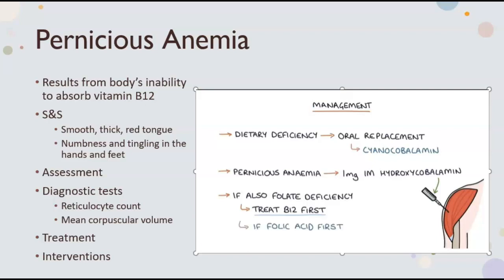Treating patients with folic acid when they have a B12 deficiency can lead to subacute combined degeneration of the cord and quite significant neurological problems.